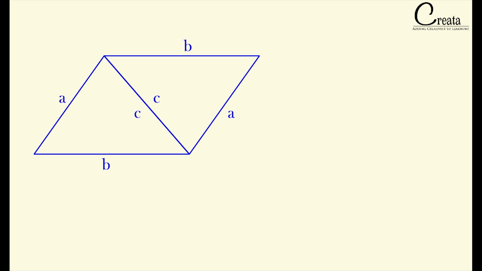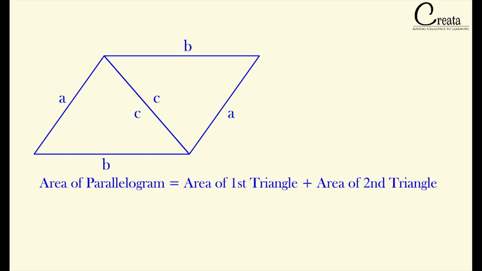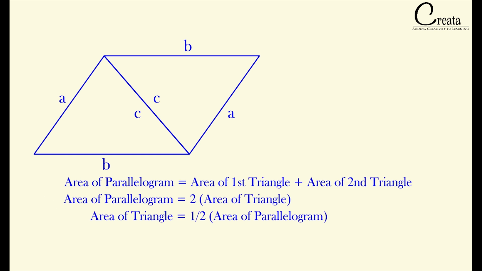Are you able to observe the figure? Both the triangles are forming a parallelogram. The opposite sides are equal to each other. So we can say area of this parallelogram is equal to area of the first triangle plus area of second triangle. And both of these triangles are exactly the same, that is, both have the same area. So we can say area of parallelogram is equal to twice the area of triangle. That is, area of triangle is equal to half of area of parallelogram.